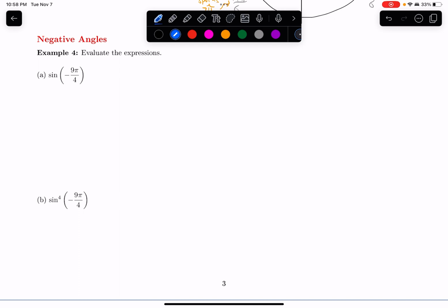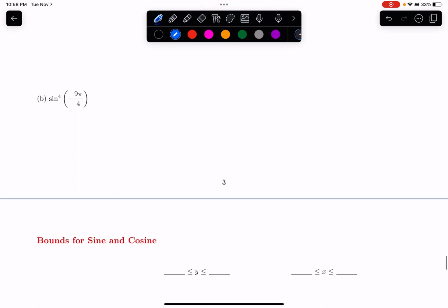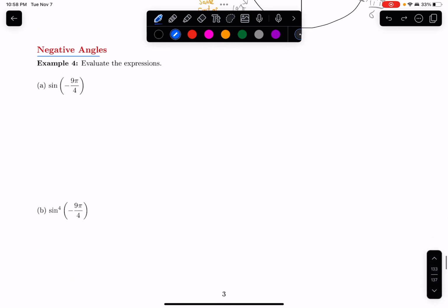In this video, we're continuing section 6.3 on the unit circle, and we're going to look at some examples involving negative angles, and then later we'll investigate some bounds for sine and cosine. So that'll involve thinking about how big sine can be and how small it can be, and the same thing with cosine. Okay, all right, so let's talk about negative angles.